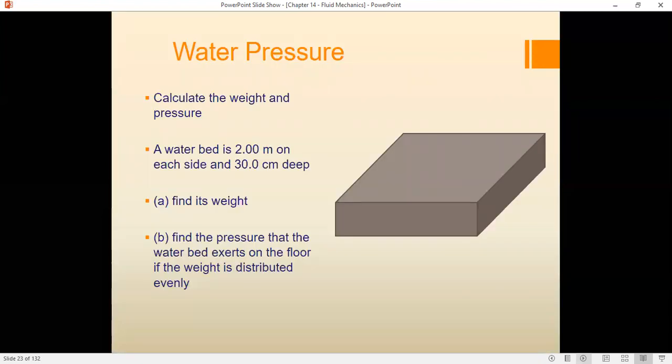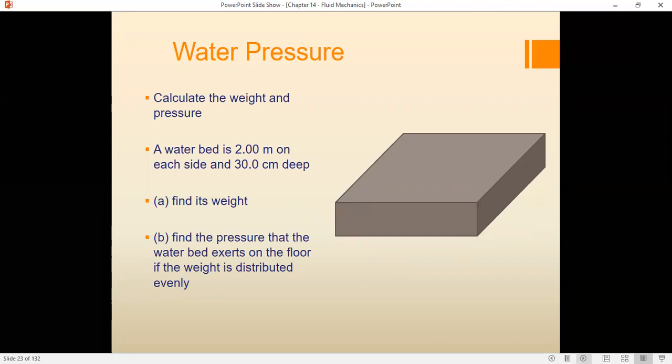Okay, let's do some calculations here. Calculate the weight and pressure of a waterbed. Let's say the waterbed is 2 meters on each side, so 2 meters this way, 2 meters this way. I know it doesn't look like a square, but let's say it's a square, 2 meters by 2 meters, okay? And it's 30 centimeters deep, 0.30 meters deep, okay? Find its weight and find the pressure that the waterbed exerts.